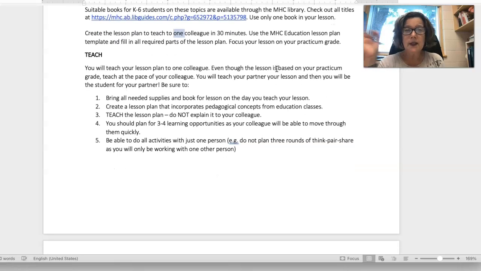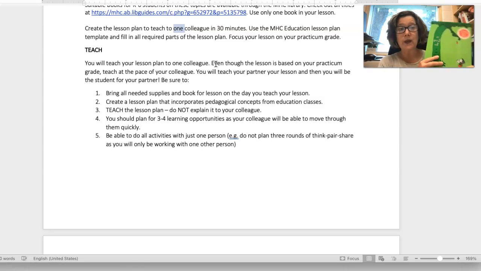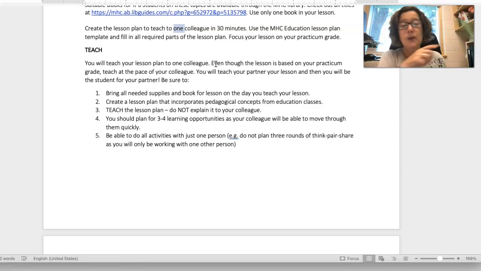This is always the trick when you teach your colleagues. So I think this explanation will help you. You will teach your lesson plan to one colleague. Even though the lesson is based on your practicum grade, teach at the pace of your colleague. So if you're going through and you ask, what's the title? And they say The Giving Tree, that's right. You don't have to be asking, what is this word? What is it this way? Teach at the pace of your colleague. You will teach your partner your lesson, and then you'll be the student for your partner.